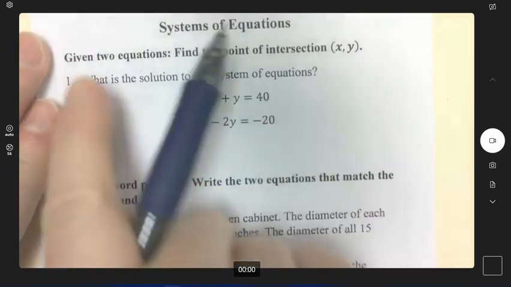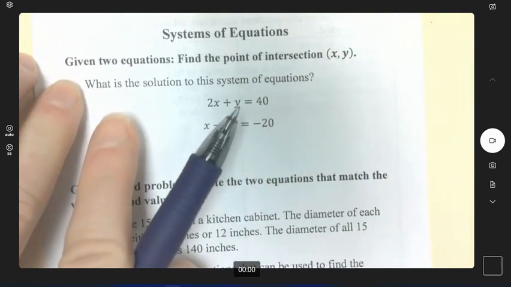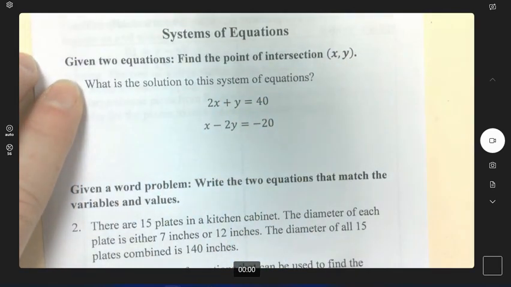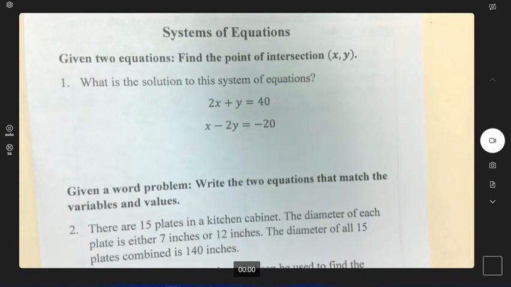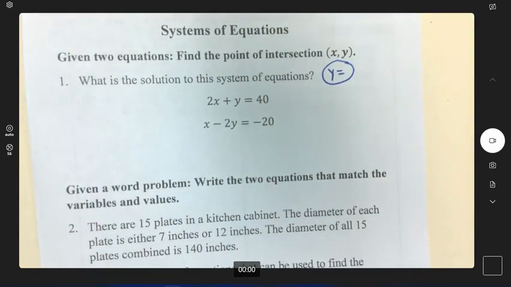So number 1 says, given two equations, find the point of intersection x comma y. So this says, what is the solution to the system of equations? So yesterday, in order to graph it, we have to get it to say y equals. If it's not in y equals, we do have to rearrange it. But like I said yesterday, we don't want to simplify anything because that's where the mistakes happen. We're just going to move it and leave it in that exact form, not simplify at all. So not combining like terms, not distributing, not dividing anything out, not removing any negatives. We're going to keep it just like we see it, okay?